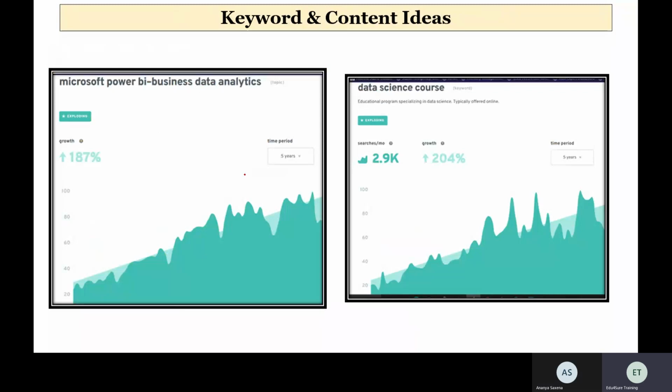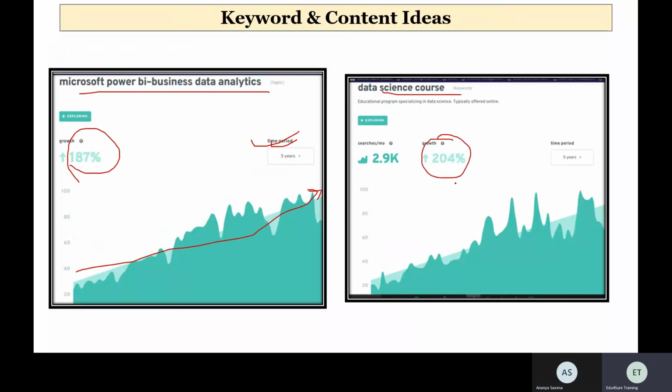I should write more about this. So I just searched Microsoft Power BI, business data analytics, and data science courses. These are two different keywords. I was just randomly searching, and I found that in the last 5 years the growth is very huge. This is continuously increasing, if you see. Similarly, if you see the growth of data science, it is 204% from here to here.